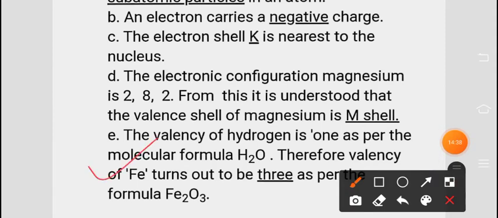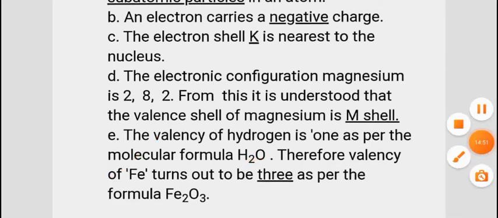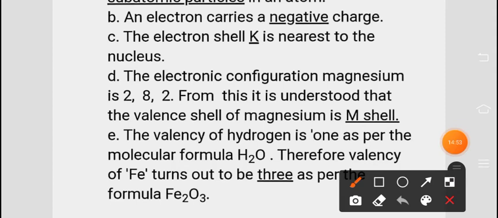The valency of hydrogen is 1 as per the molecular formula H2O. Therefore, the valency of Fe turns out to be 3 as per the formula Fe2O3. Here you can observe that.